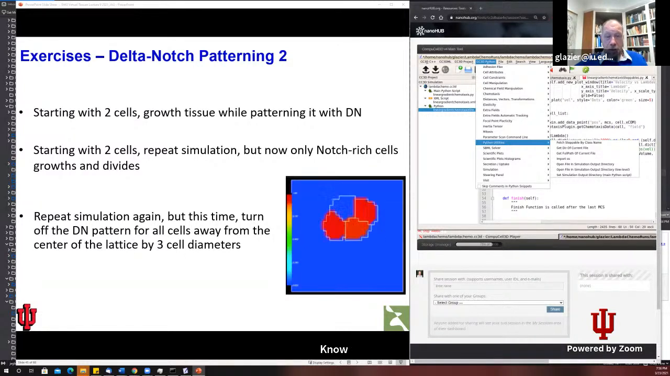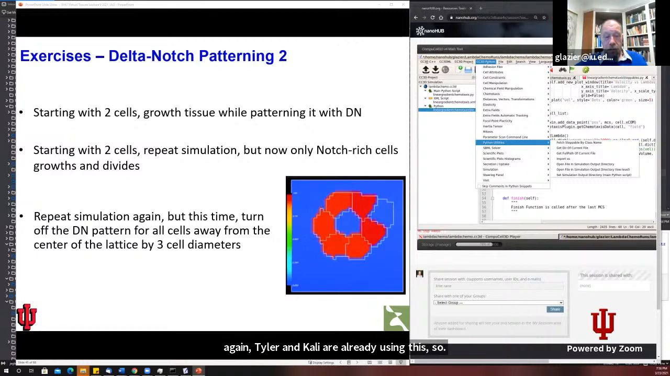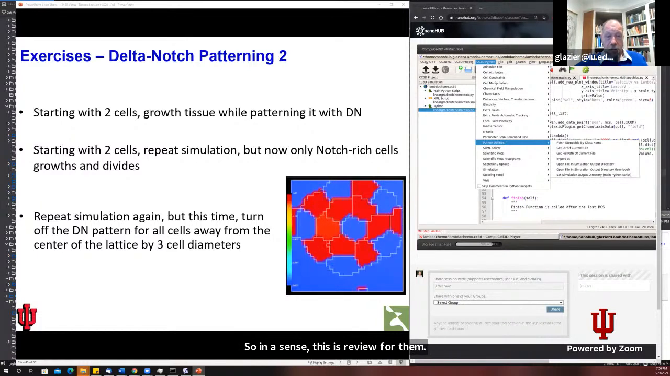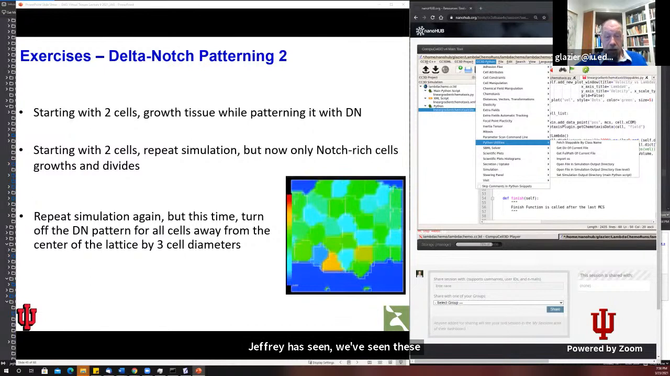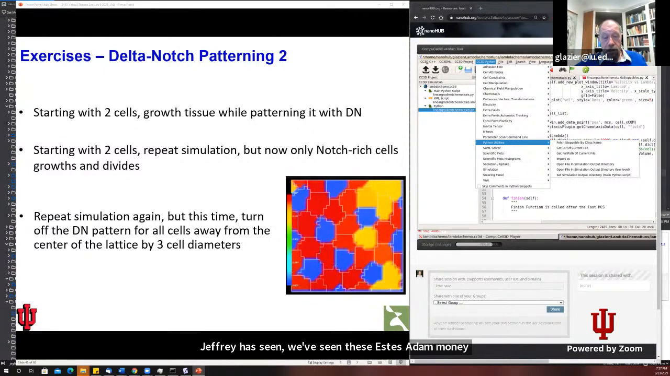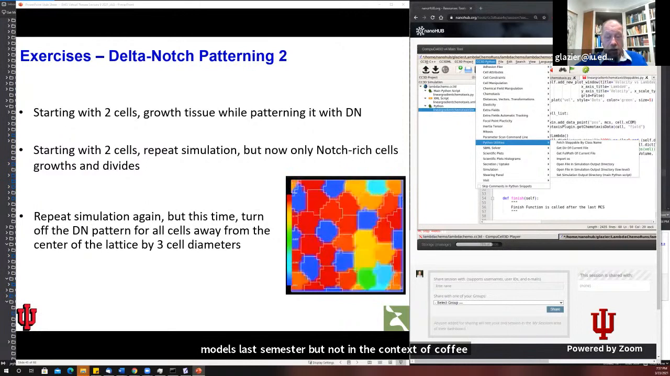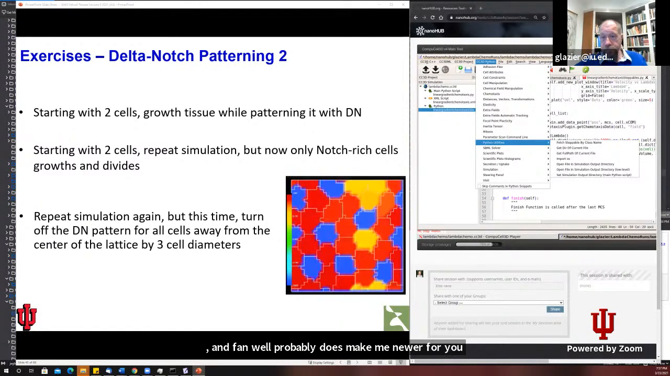Again, Tyler and Kali are already using this, so in a sense, this is review for them. Jeffrey, you've seen these Antimony models last semester, but not in the context of Compucell. And Fanbo, probably these may be newer for you.